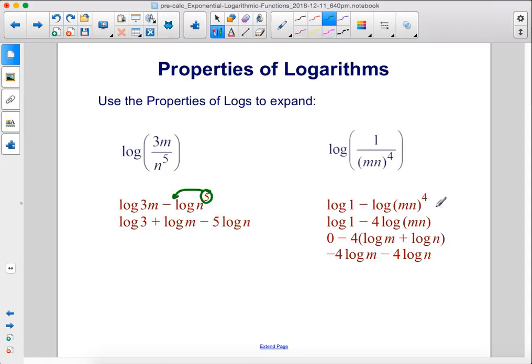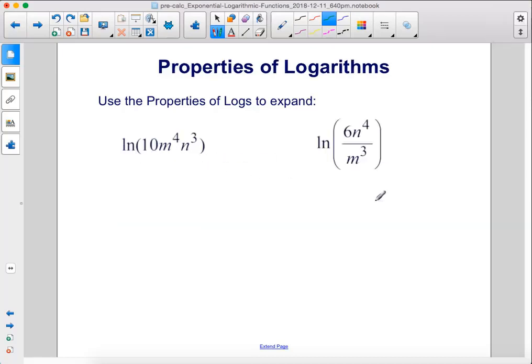Over here we have 1 divided by mn to the fourth, so we can change this from a fraction to be 2 logs with a subtraction. So log 1 minus log of mn to the fourth. So this exponent can be brought out front, log 1 minus 4 times log of mn. Then this multiplication can be separated into an addition. So we have 4 times log m plus log n, and then we can distribute that negative 4 to both of these terms. So we have negative 4 log m minus 4 log n.